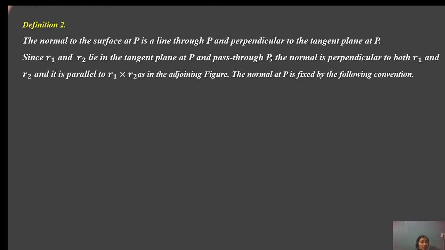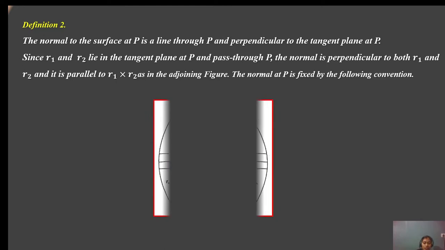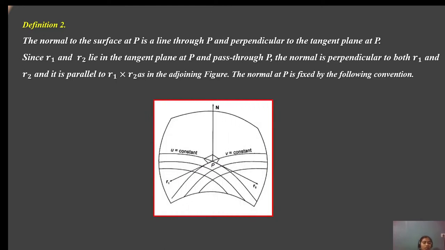Since R1 and R2 lie in the tangent plane at P and pass through the point P, the normal is perpendicular to both of the vectors R1 and R2, and it is parallel to R1 cross R2. Okay, this will be considered for the tangent form. This is R1, this is R2, and this is the point P.